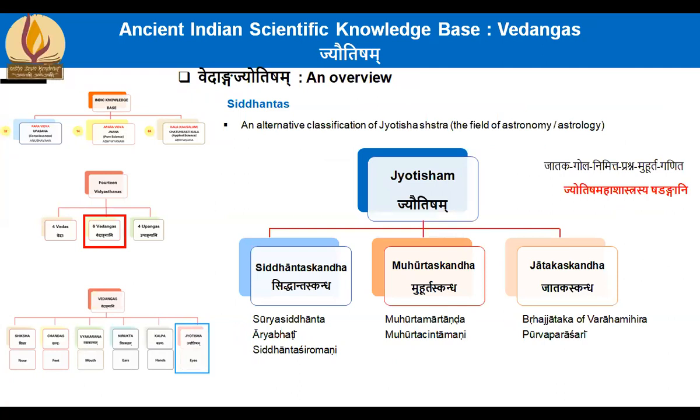Then there is another way of classification of Jyotisha Shastra: Siddhanta Skandha, Muhurta Skandha, then Jataka Skandha. If you look at who did this, for Siddhanta Skandha we have the Aryabhatiya and the Surya Siddhanta. Then Muhurta Skandha was developed as Muhurta Martanda and Muhurta Chintamani by other astrologers. Then the Jataka Skandha text, Brihad Jataka, was developed by Varaha Mihiracharya.